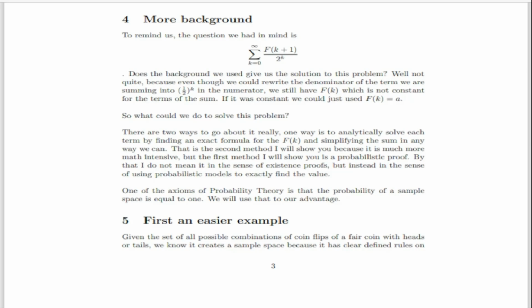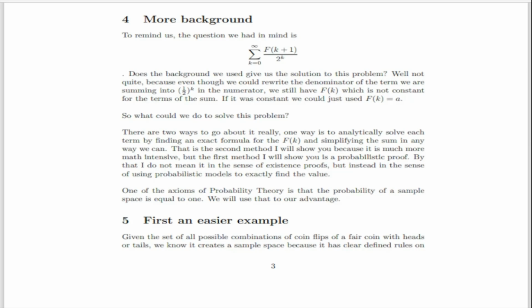So, what could we do to solve the problem? Well, there are two ways to really go about it. One way is to analytically solve each term by finding an exact formula for f of k and simplifying the sum in any way we can. That is the second method I will show you because it is much more math intensive, but the first method I will show you is a probabilistic proof. By that, I do not mean in the sense of existence proofs, where if something may exist, then it must exist, but instead in the sense of using probabilistic models to exactly find the value.